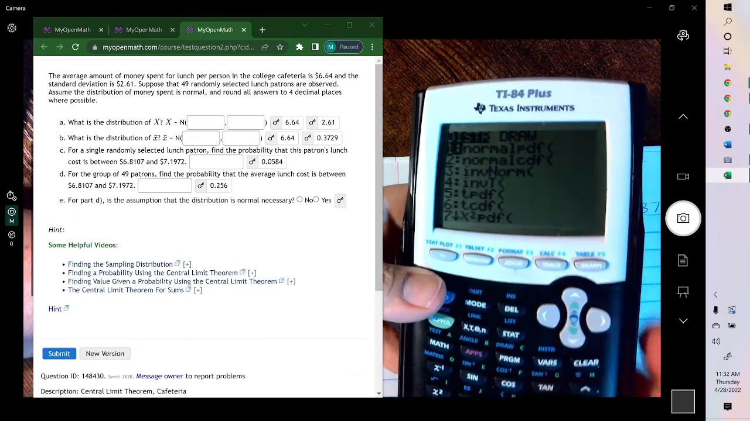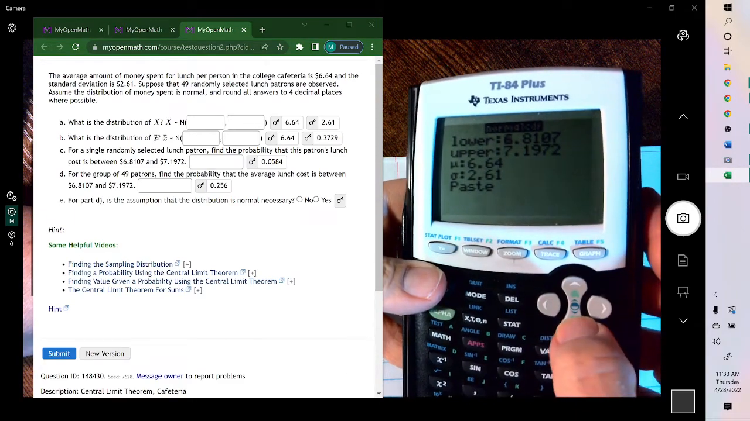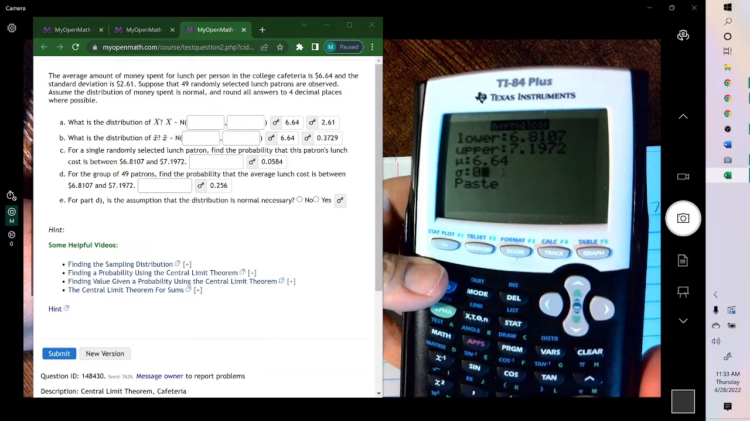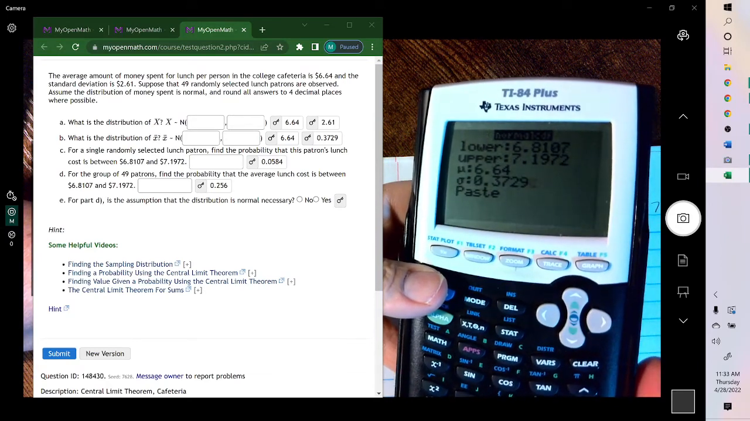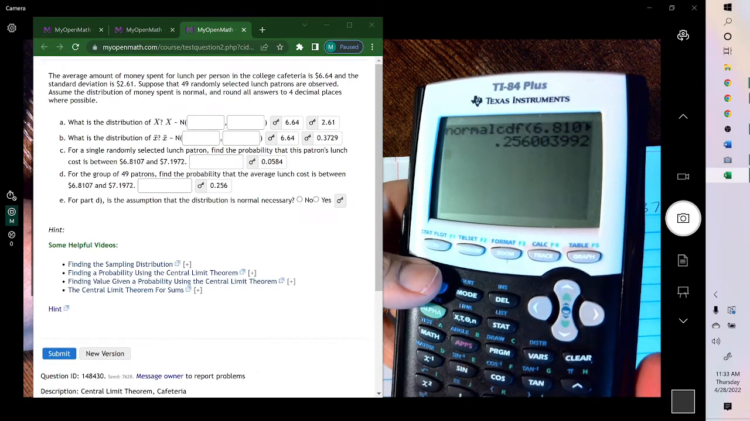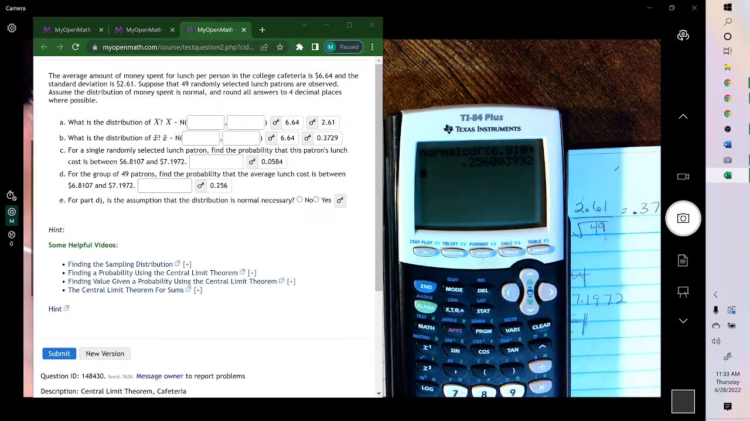distribution, the second one, the values are still there. The only thing I need to change is my standard deviation, 0.3729. And there's your answer. So either one.